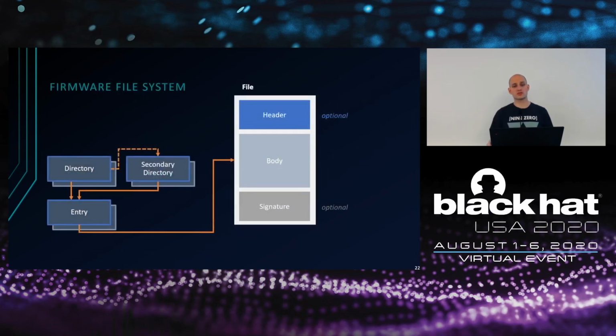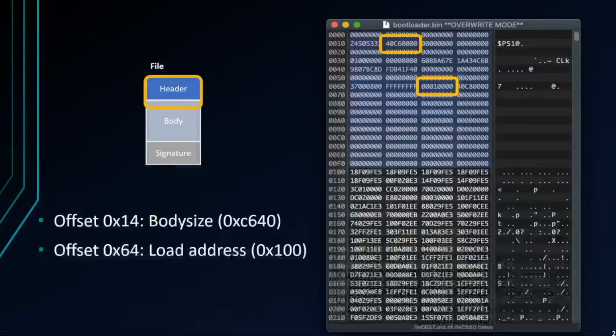If we look at the firmware file system, we see a structure like this. We have directories and we have entries in directories, and these entries point to files. The off-chip bootloader is one of those files. Each file has a header, a body, and a signature. If you look at the header content, we see that there are two different values of interest right now. First of all, at offset hex 14, we have the body size. This is the size of the off-chip bootloader in the SPI flash. And then we have a load address, which is the target where this off-chip bootloader wants to be placed in the SRAM.